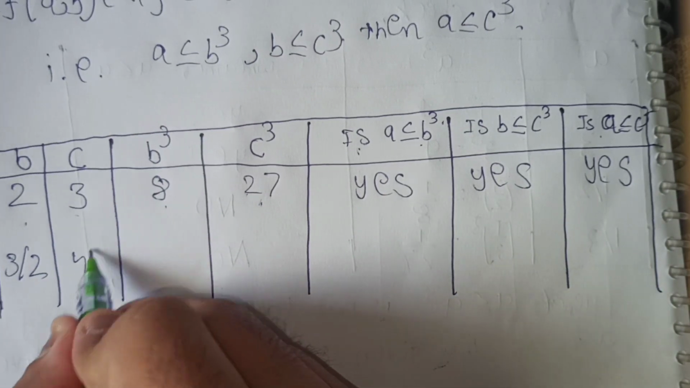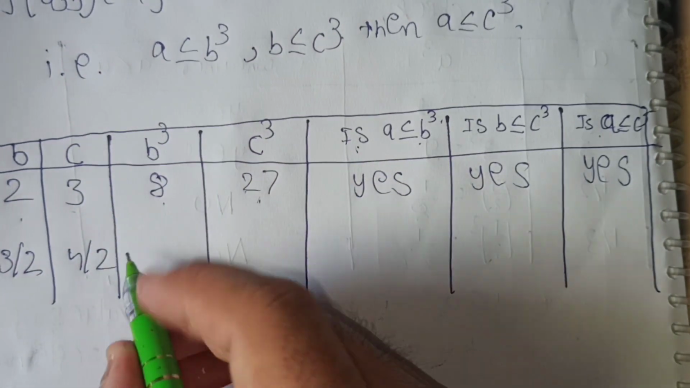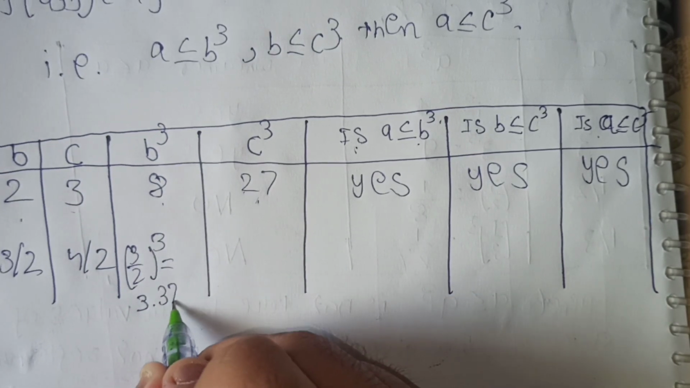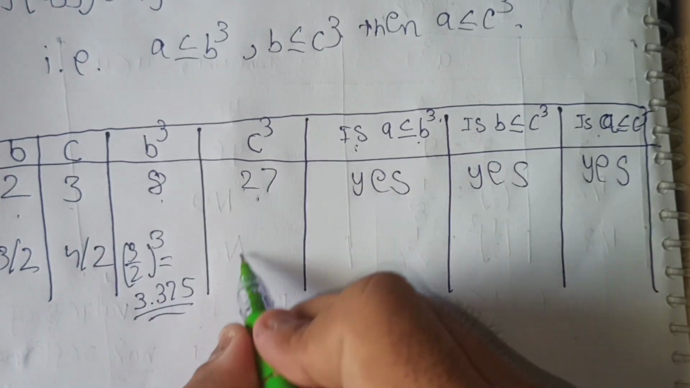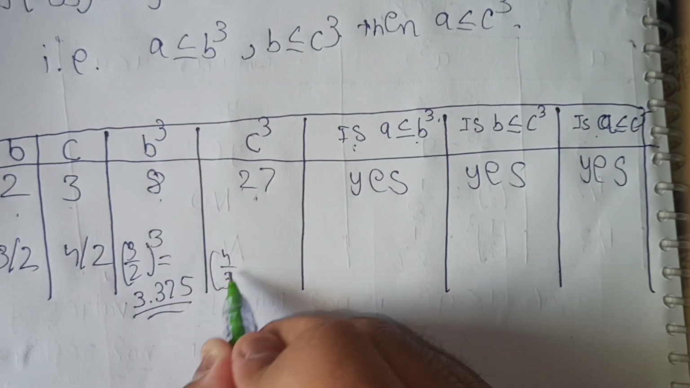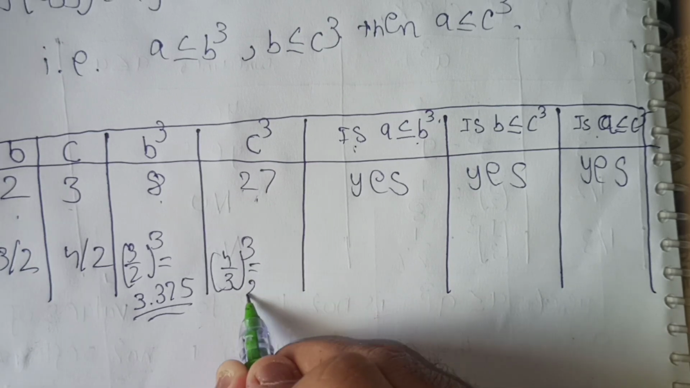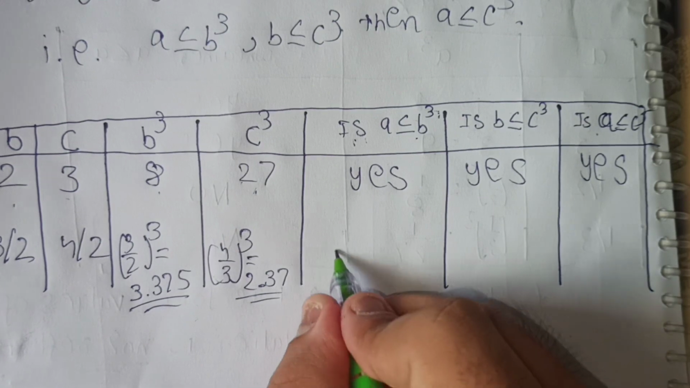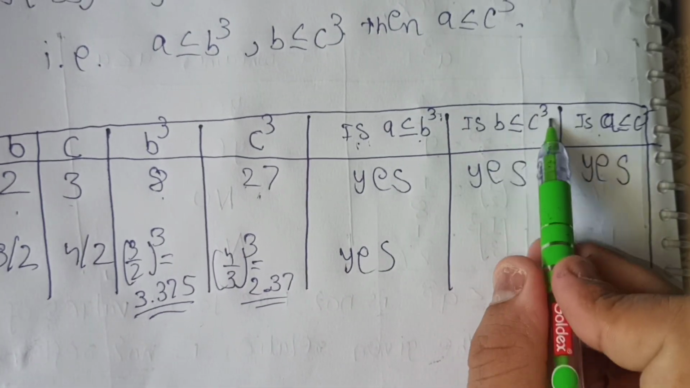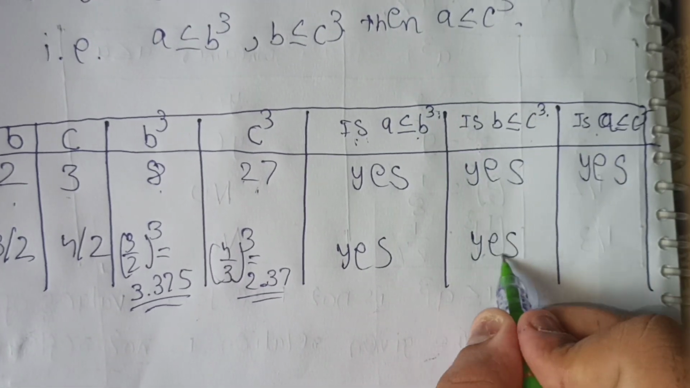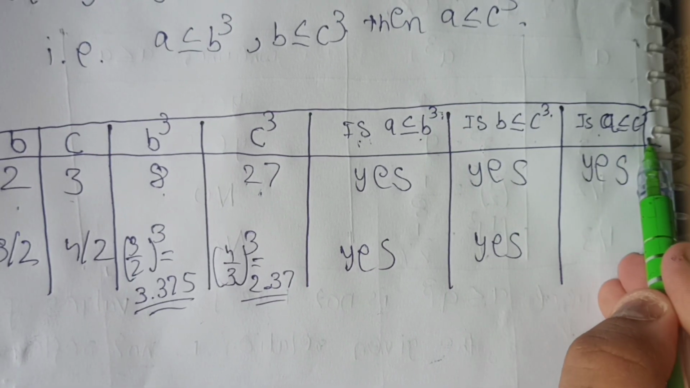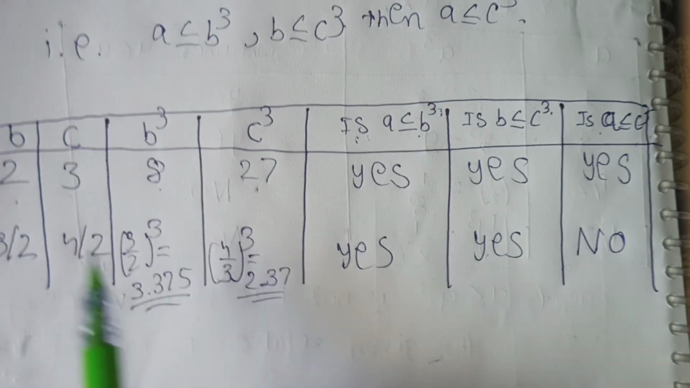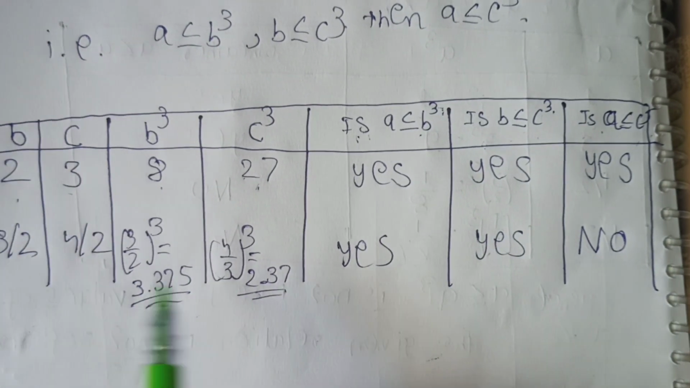Now we will take a is equal to 3, b is equal to 3 by 2 and c is equal to 4 by 3. Therefore b cube will be (3/2) whole cube which is equal to 3.375. c cube, (4/3) the whole cube, which is equal to 2.37. Is a less than b cube? Yes. Now is b less than c cube? Yes. But now is a less than c cube? No. Because a is 3 and c cube is 2.37 which is not more.